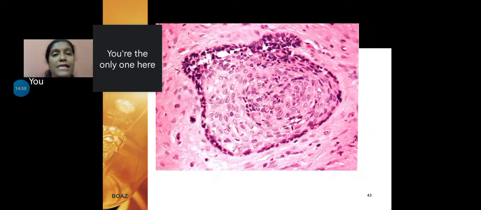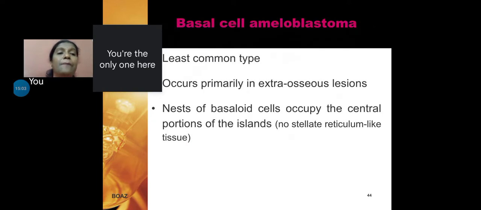But again, as I said, if we scroll through the whole of the field, we will definitely come across such islands. Basal cell ameloblastoma is the least common type of ameloblastoma and occurs primarily in extraosseous locations. Remember, the peripheral or extraosseous lesions of ameloblastoma, the 1% cases that we were talking about, usually tend to be basal cell ameloblastoma. Why do we call it basal cell ameloblastoma? Because instead of tall columnar ameloblast-like cells with reversal of polarity, we see basaloid type of cells.